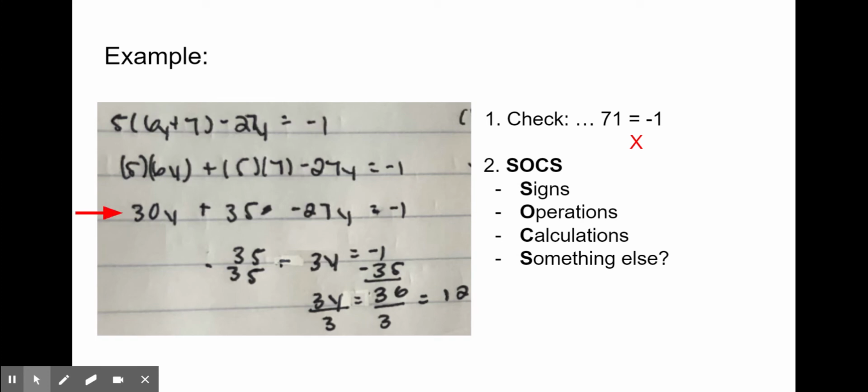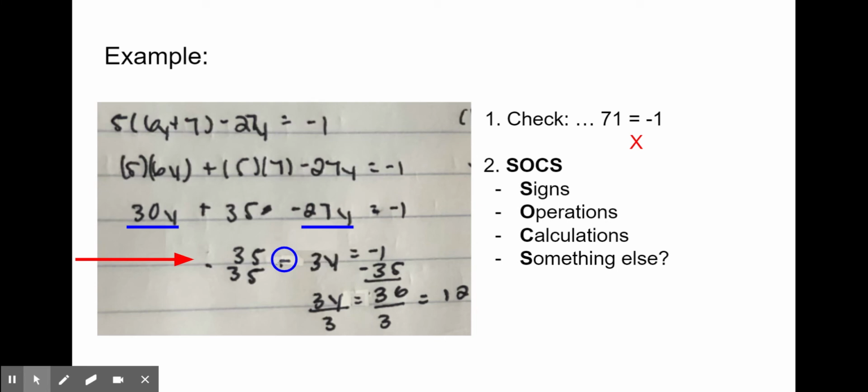This third line has 30y, which they got from multiplying 5 times 6y. Then we had plus 35, which they got from 5 times 7. And then they just brought down that -27y equals -1. That line looks great, so we keep moving. This fourth line, we have 35 minus 3y equals -1. Now, that minus sign for 3y, it looks a little off. Let's take a look back a step to see how they actually got that. So we had 30y there and -27y there.